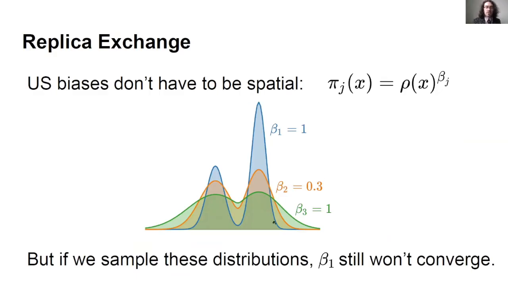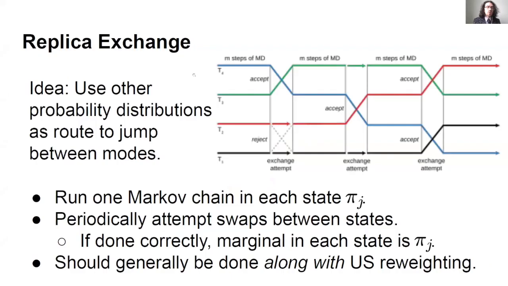Now, this beta 3 distribution, for instance, is pretty easy to sample. But beta 3 is nice, yet it didn't solve any problem with beta 1 equals 1, right? That is still just the same old hard to sample distribution. But what I can do is use these new distributions as a route to jump between the modes of beta 1.